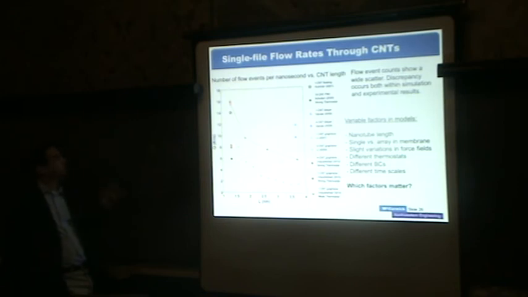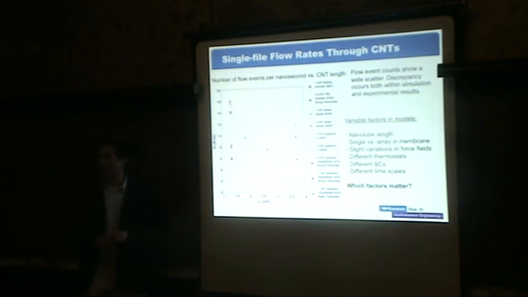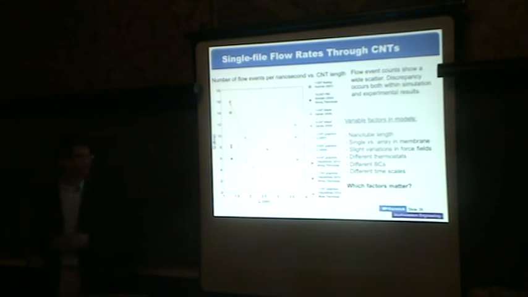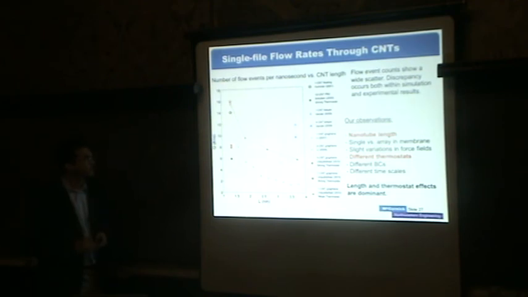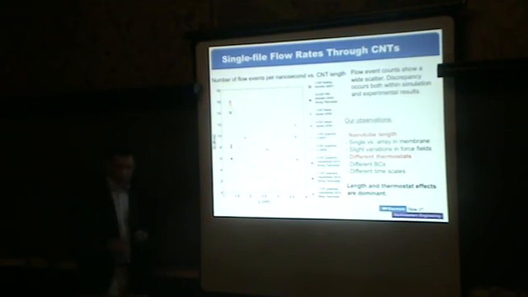So if you want to really understand how these flow events occur, we really need to understand what the real factors are that are variable, but that really matter, that change the flow rates or flow event counts. So we did some studies along these lines just to get a better idea. And from our observations, there are two factors that really play a crucial role. One is the nanotube length, which is very intuitive. I think this is something we expected. The other is different thermostats, which we really didn't expect as much. I mean, it's not the first thing that comes to mind, but it does seem to play a major role.